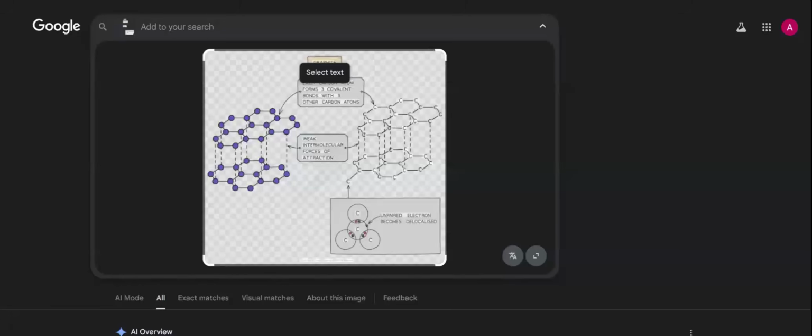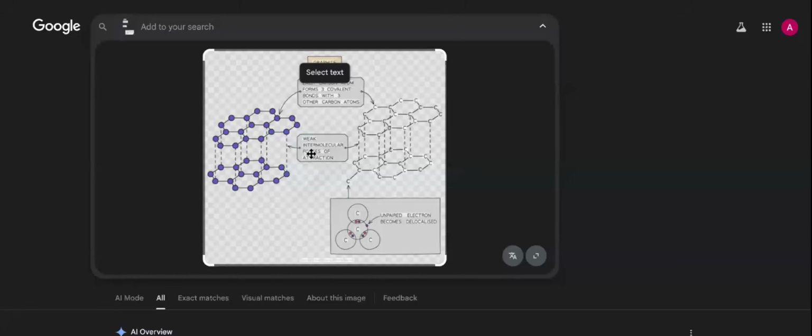Covalent bond. Okay, got it? I just need to share my screen with you now. There we go. Okay, confirm when you can see my screen.